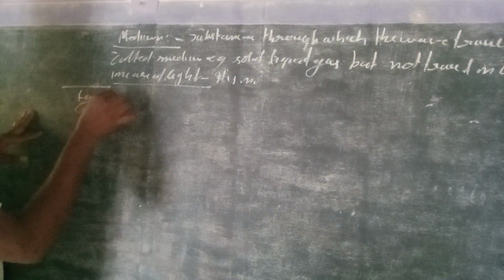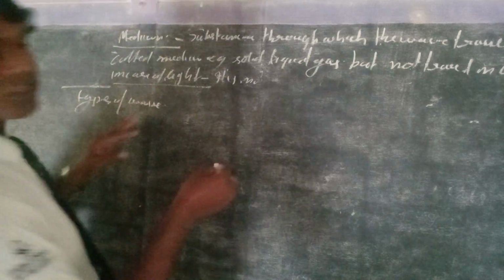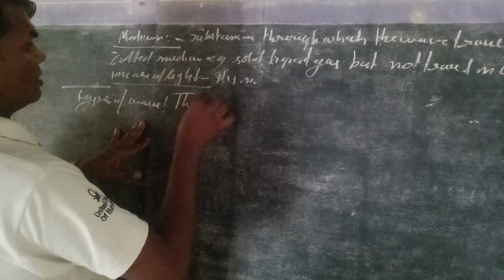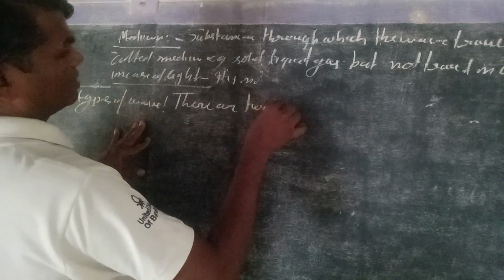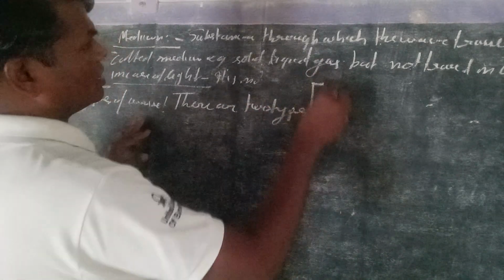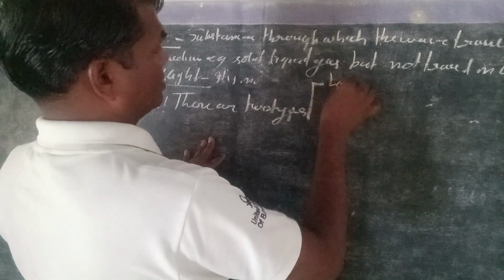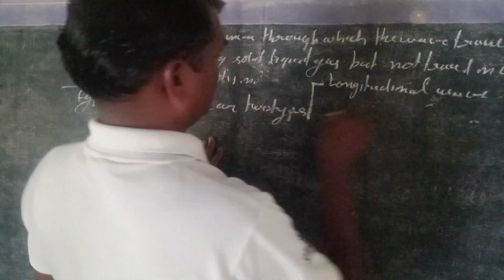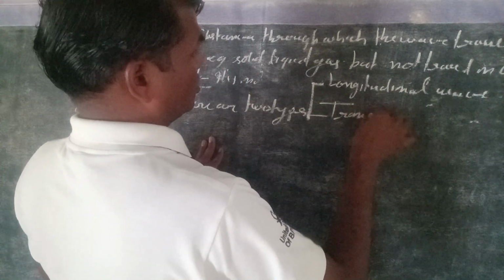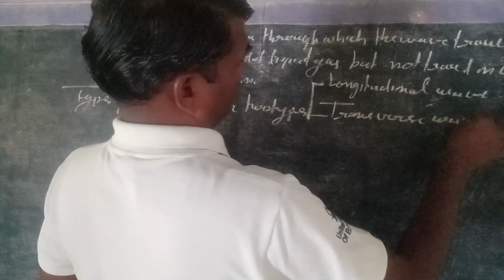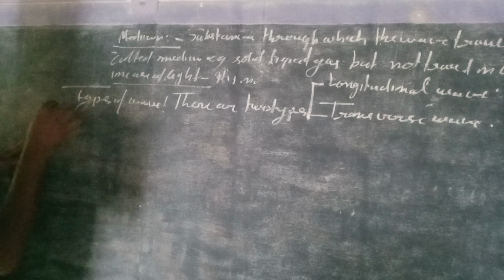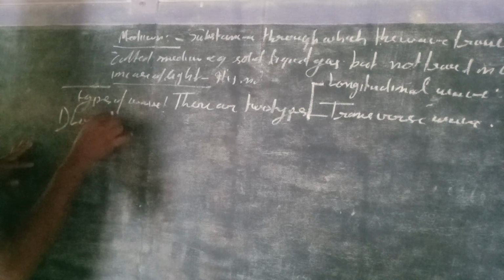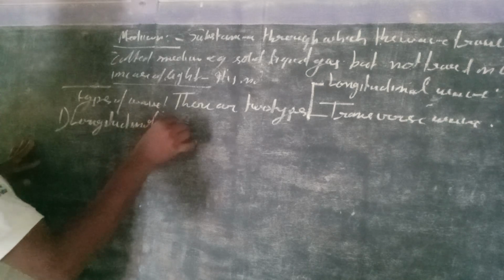So, types of waves. How many types of waves are there? There are two types of waves. First, longitudinal waves. Second, transverse waves. What are longitudinal waves? Now we will study longitudinal waves.